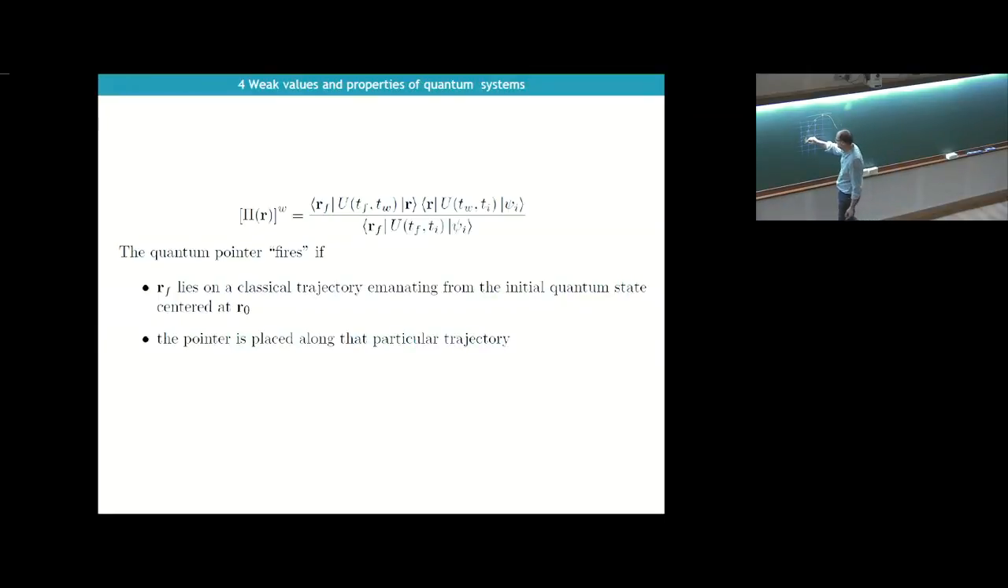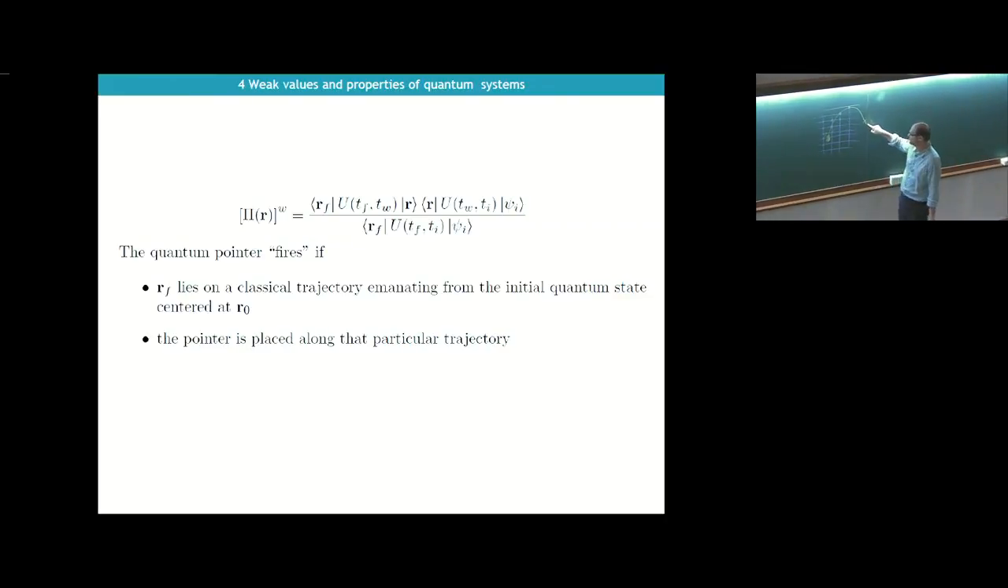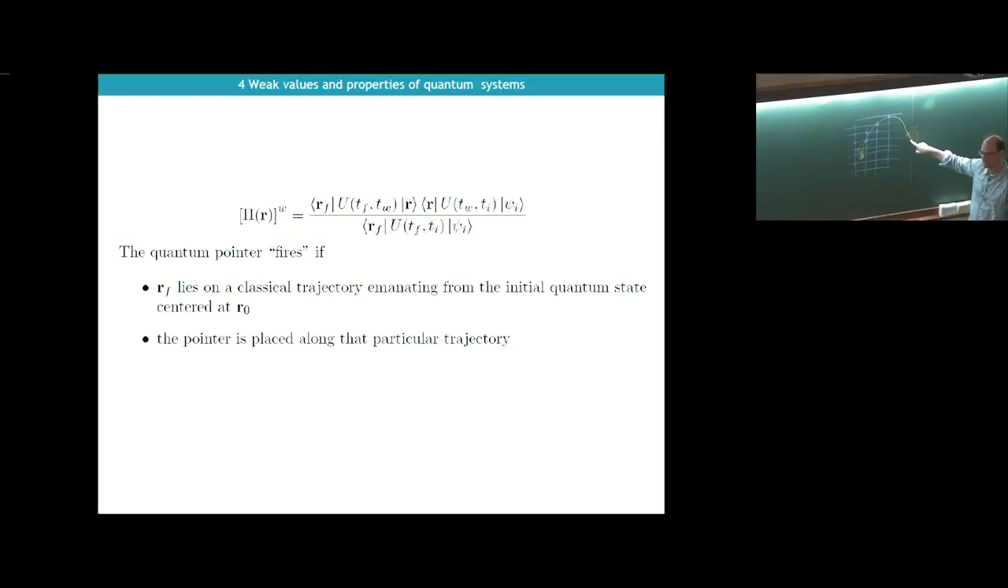Of course, you can have many trajectories. The important thing here is post-selection, right? There are many trajectories that can get out of the initial state, but you're only interested in the ones that will reach the final point.